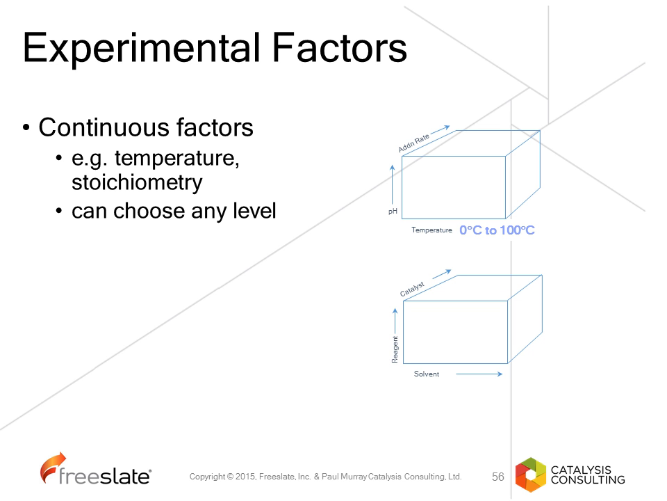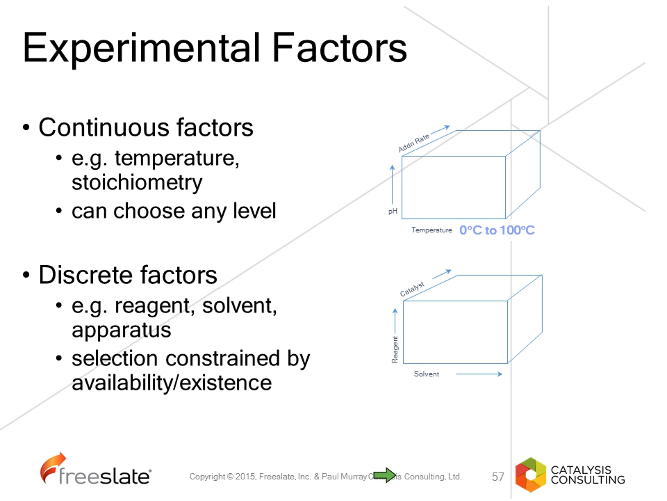We then have discrete factors, and that's reagents, solvents, types of equipment. They're discrete because they're constrained by the availability or existence of that material. So you can have different types of equipment, you can have different solvents, you can have different bases. But how does one relate to another, and how do you choose another one? That is much more difficult to do.